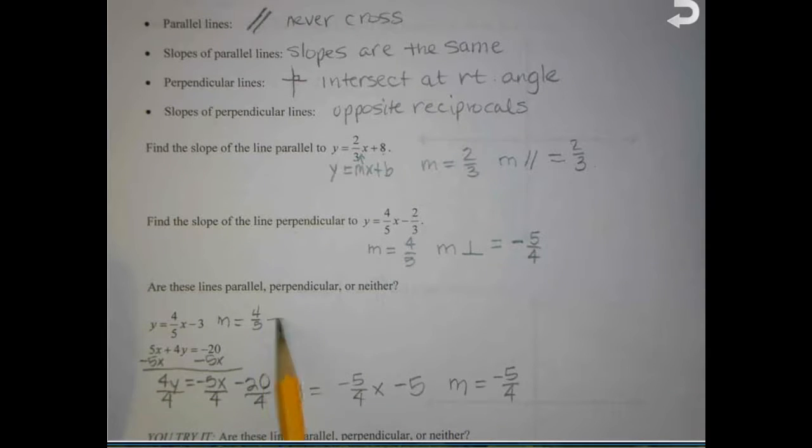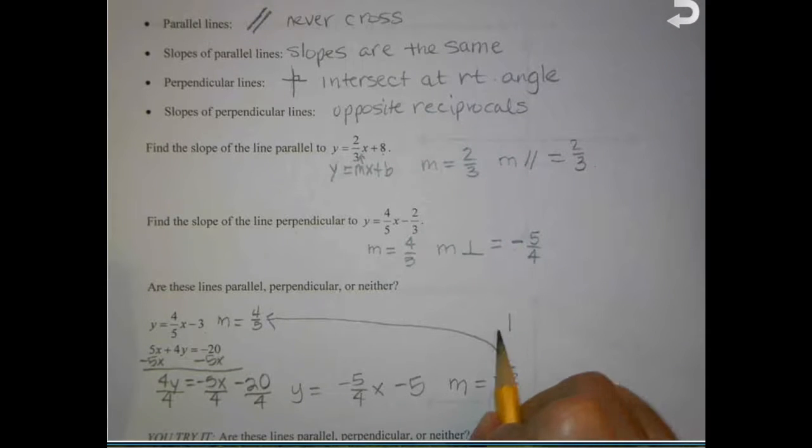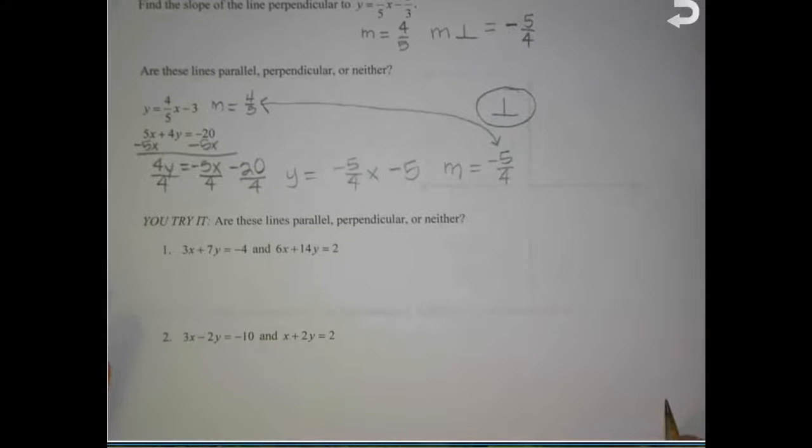If I compare my two slopes, for the first line my slope is 4/5. For the second line it's negative, so I did flip my sign, and I did also flip the fraction, so these two lines are perpendicular. And you give it a try down here.